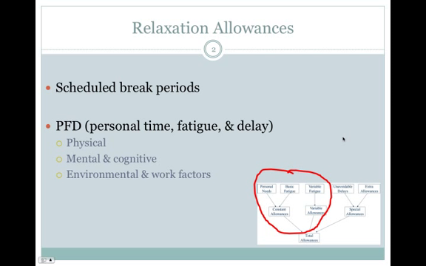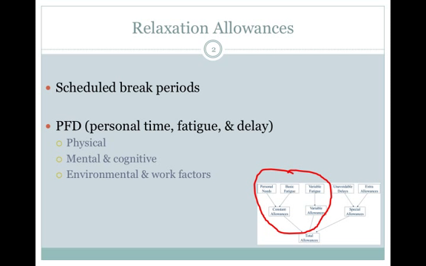Then we have PFD, which stands for personal time, fatigue, and delay. Some examples of this would be physical work, for a worker doing very demanding physical work like lifting objects. There's that certain basic fatigue factor right here on the bottom right of the screen. An example of a mental and cognitive allowance would probably be for, say, something like an accountant who's doing very meticulous, repetitive, kind of monotonous work. There's that mental and cognitive allowance.